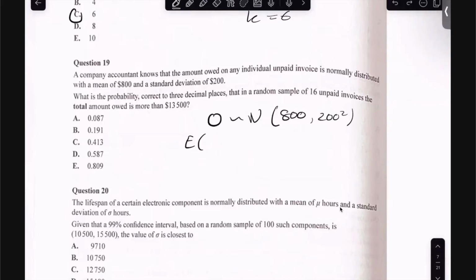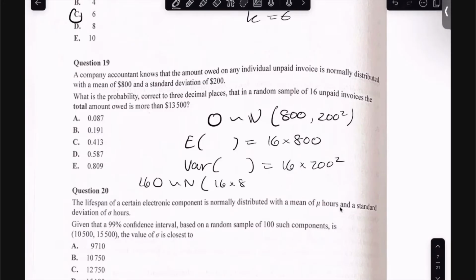So your expected value would just be 16 times 800. But your variance is, it's not 16 squared times 200 squared, it's just 16 times by 200 squared. And so your 16O or whatever is normally distributed with 16 times 800, and the square root of 16 times 200 squared all squared, and you want the probability that 16O is more than 13,500.